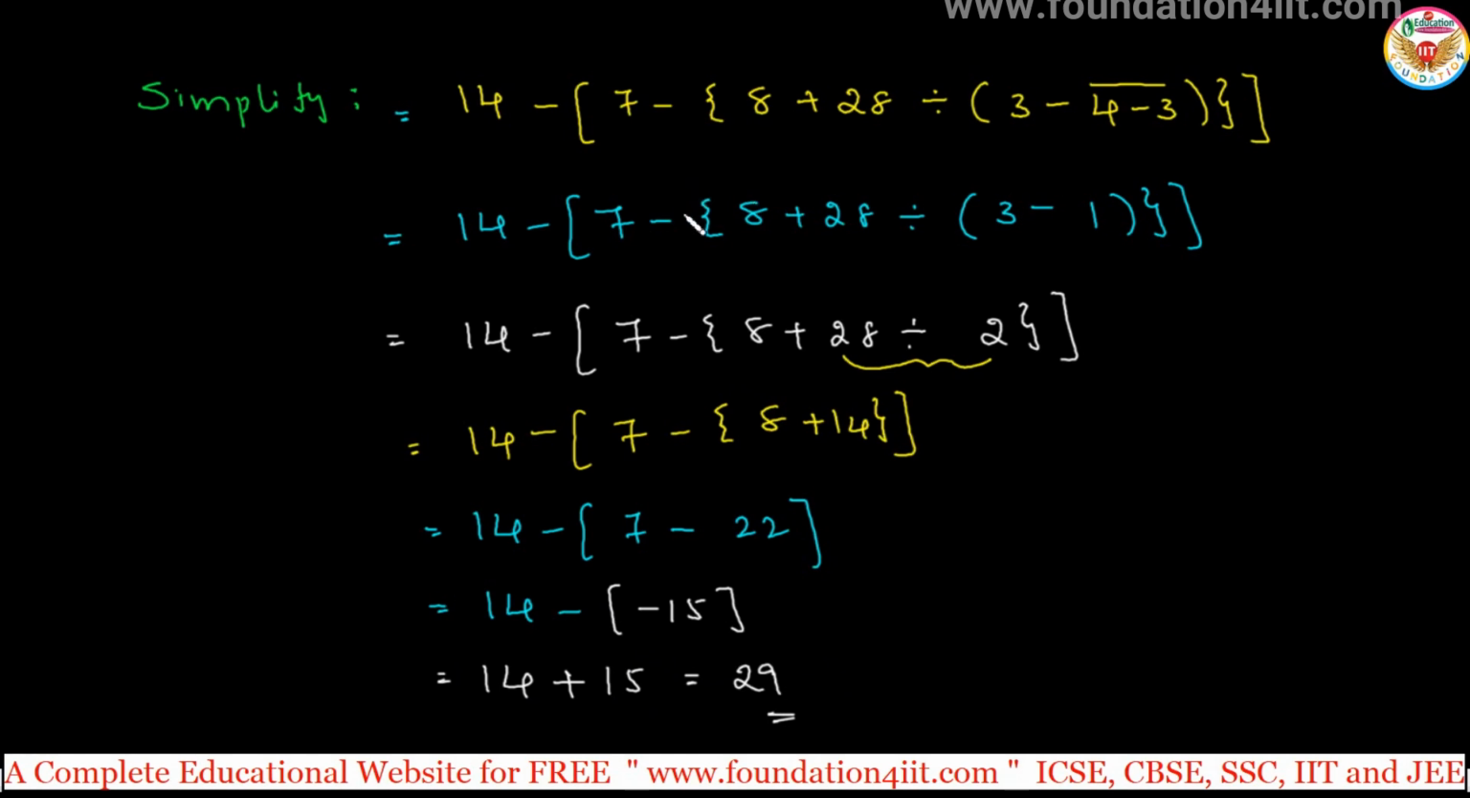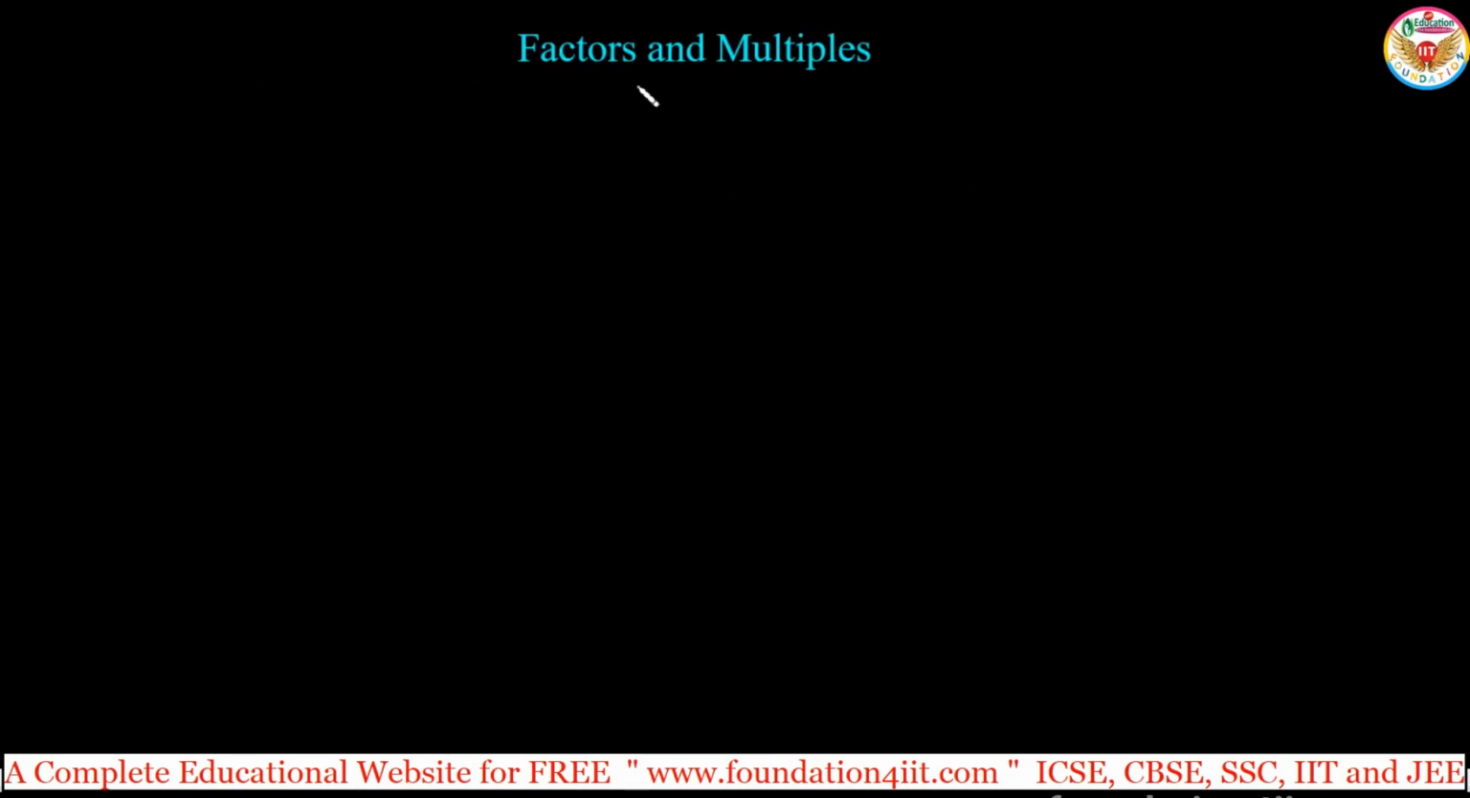So almost all the problems in this bracket concept, you have this vinculum, small bracket, curly and square bracket. One by one from innermost you have to simplify. Factors and multiples. So already we discussed this in the previous chapter. Let us see briefly once again.